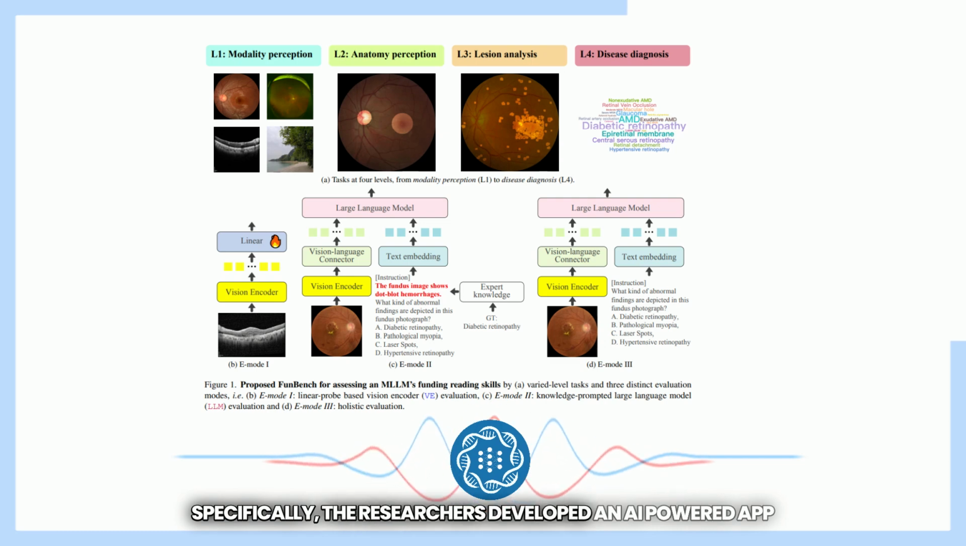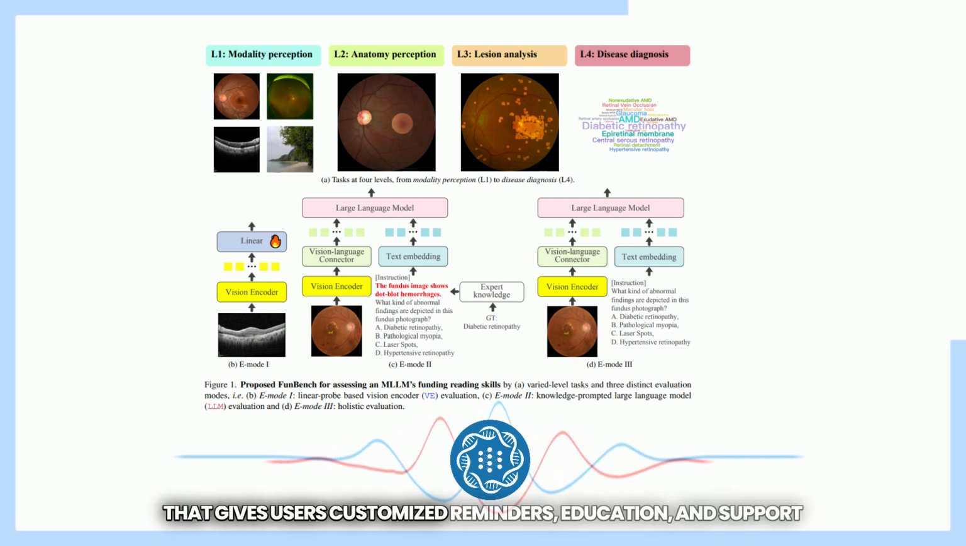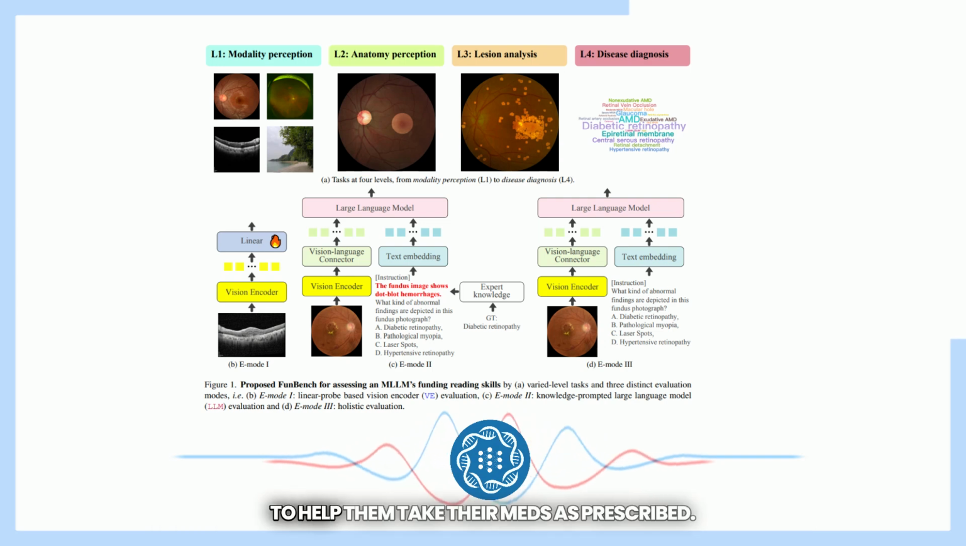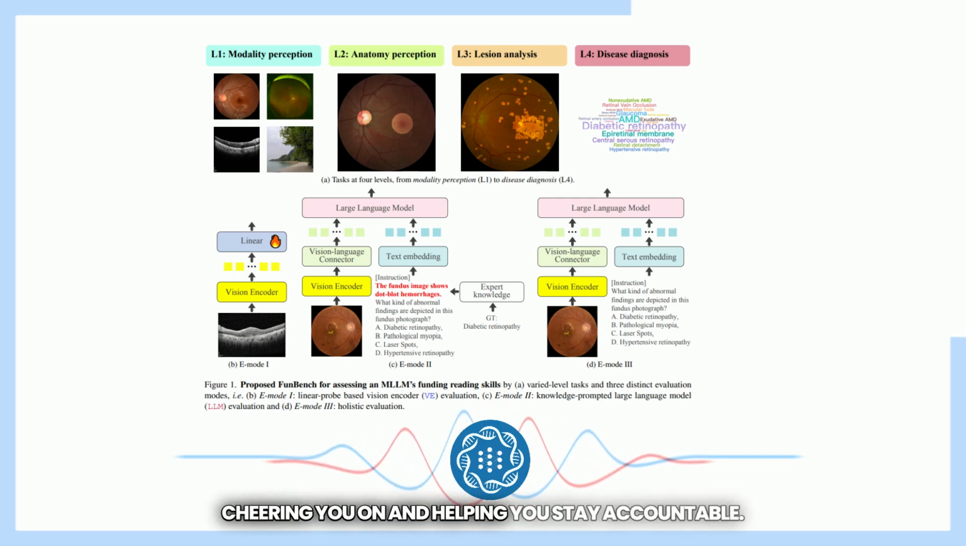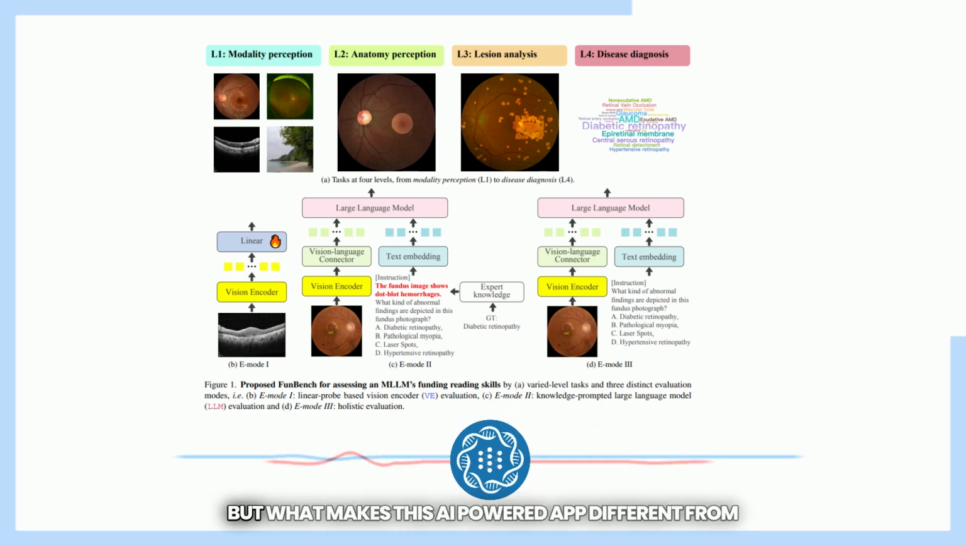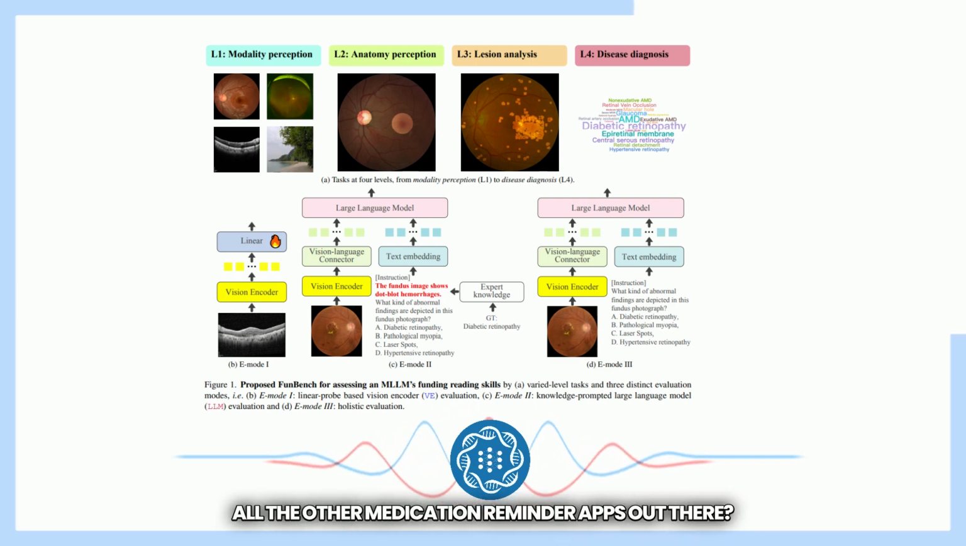The researchers developed an AI-powered app that gives users customized reminders, education, and support to help them take their meds as prescribed. It's like having a digital friend who's always cheering you on and helping you stay accountable. I love that. But what makes this AI-powered app different from all the other medication reminder apps out there? What's so special about it?